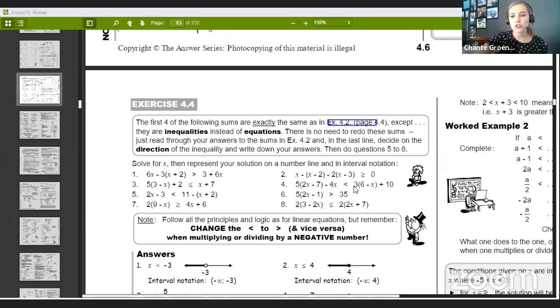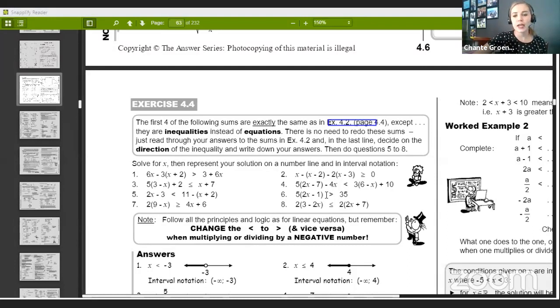Guys, those who have just joined, let's quickly look at 6 together. What's my first step going to be? My first step will be to times this 5 in. So I'm going to say 5. What is 5 times 2x? It's going to be 10x, right? And what's going to be 5 times minus 1? It's going to be minus 5.